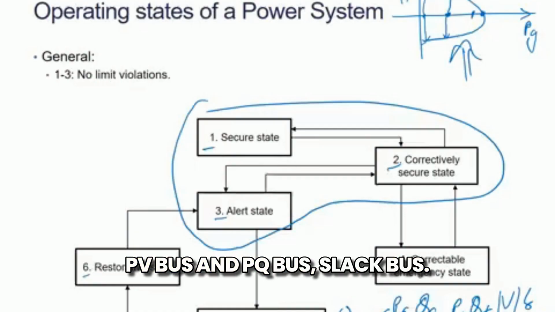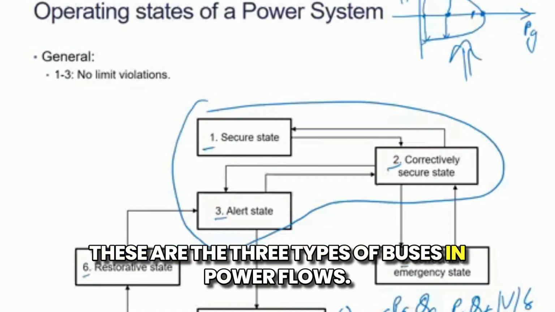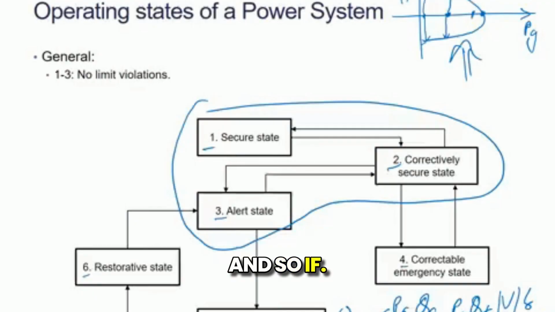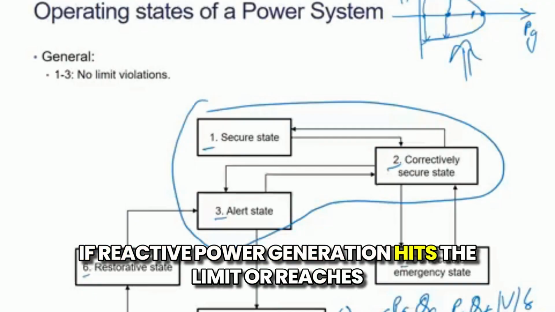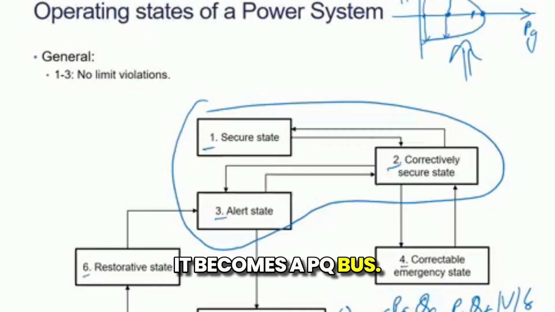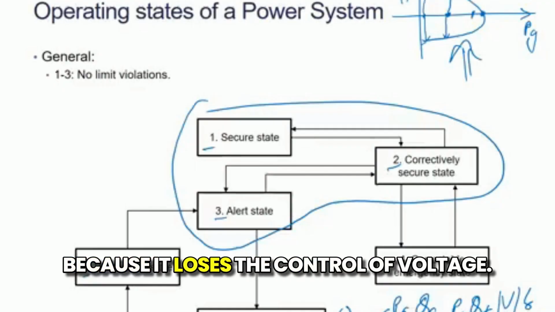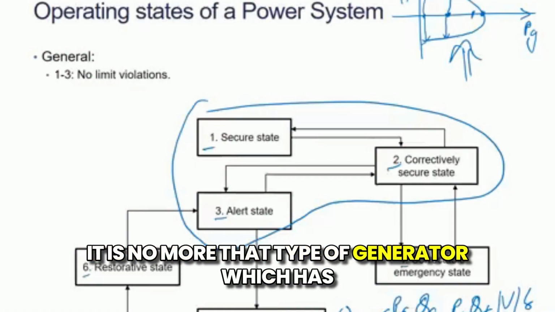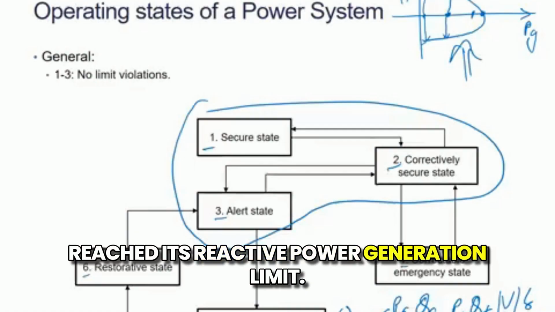PV bus, PQ bus, and slack bus are the three types of buses in power flows. If the reactive power generation reaches its limit, then it no more remains a PV bus, it becomes a PQ bus. Why does it do that? Because it loses control of voltage. It is no more that type of generator, because it has reached its reactive power generation limit.